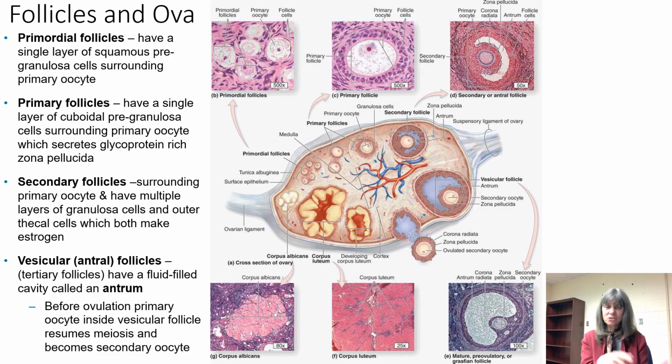With the tertiary follicles, one of those tertiary follicles will be stimulated to undergo ovulation, and so it becomes what's referred to as the dominant follicle. However, just before the dominant follicle undergoes ovulation, that primary oocyte inside that vesicular or tertiary or antral follicle will resume the process of meiosis, and it will turn into a secondary oocyte prior to ovulation.